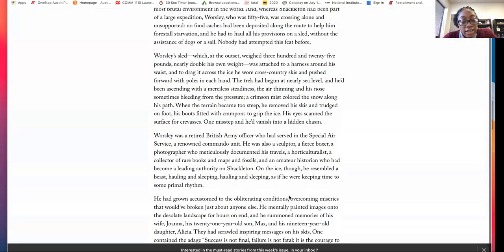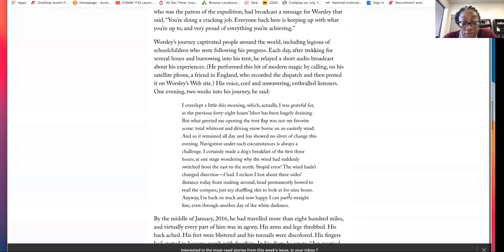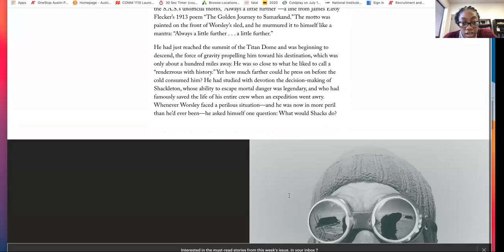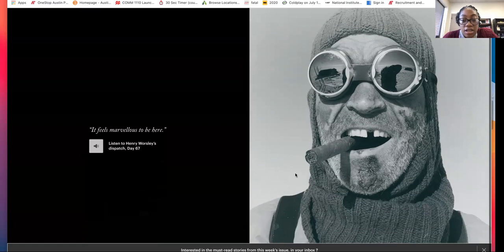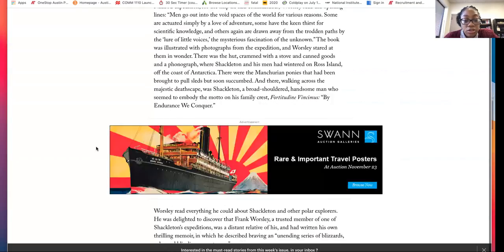You see how it transitions to a white background because it's about accessibility. So it's about Henry Worsley and his final journey across Antarctica, and it includes images of him, one of his last quotes, and also his last radio recording from when he was in the Antarctic. But keep on scrolling down.